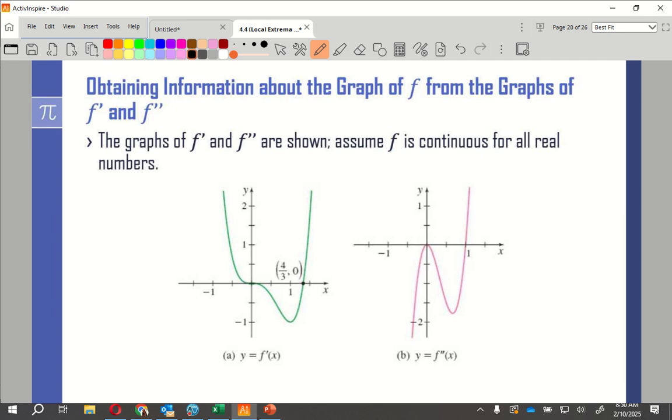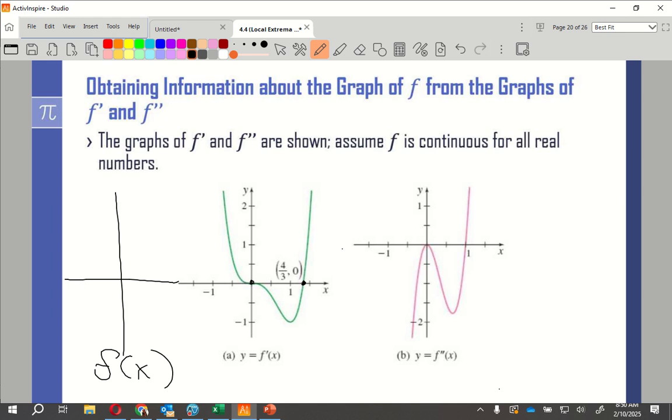Obtaining information about the graph of f from the graph of f prime and f double prime. So looking at the graph, this is the graph of the derivative. So the things I want to look at are the places where it's equal to 0 on both of them. Equal to 0 would be right here and right here. So if I were to try and make the graph, because these are f prime and f double prime, let's just do a graph of f of x and see what it would be.